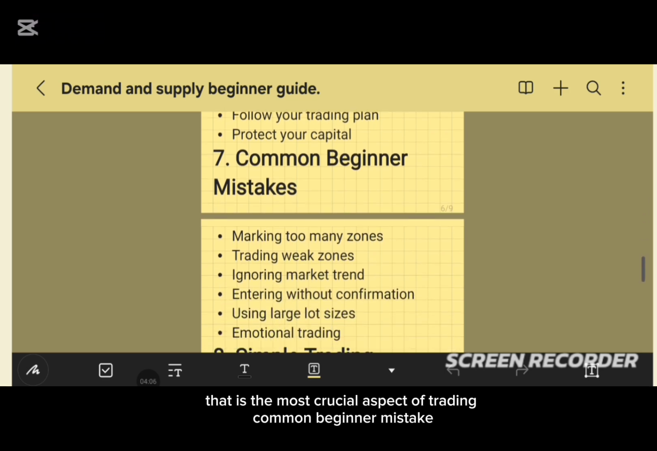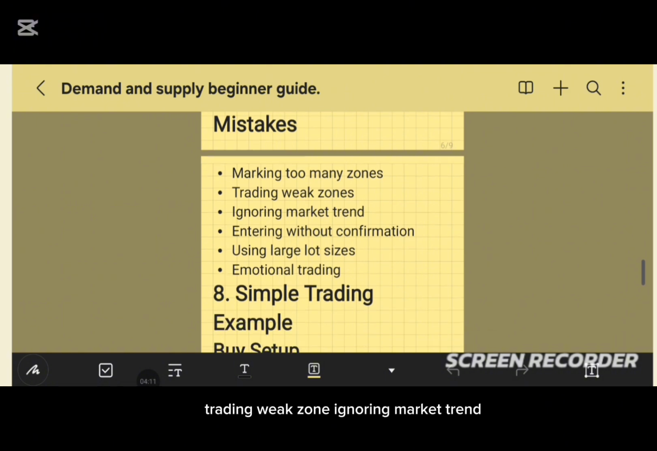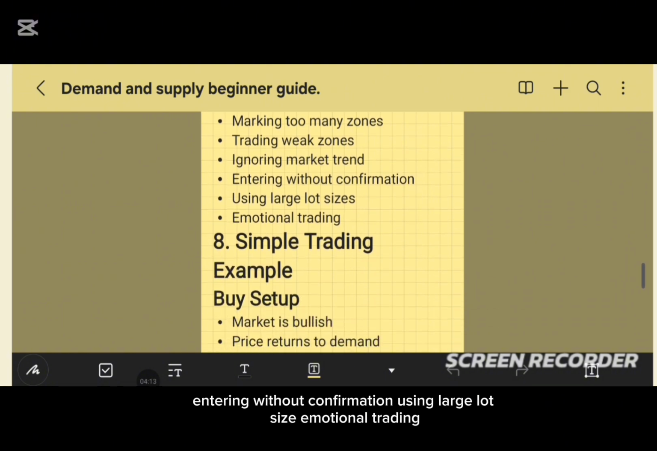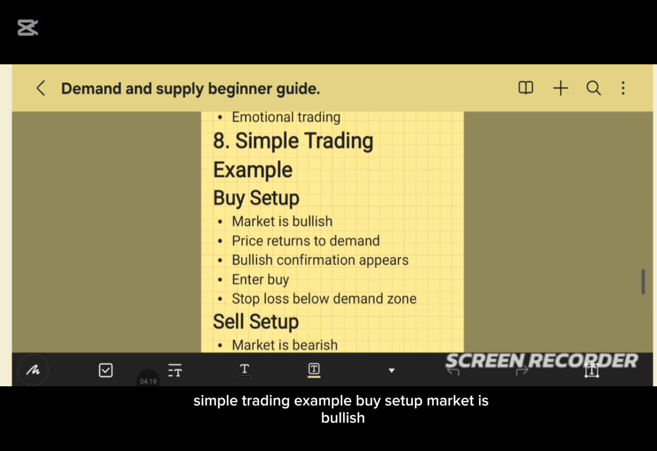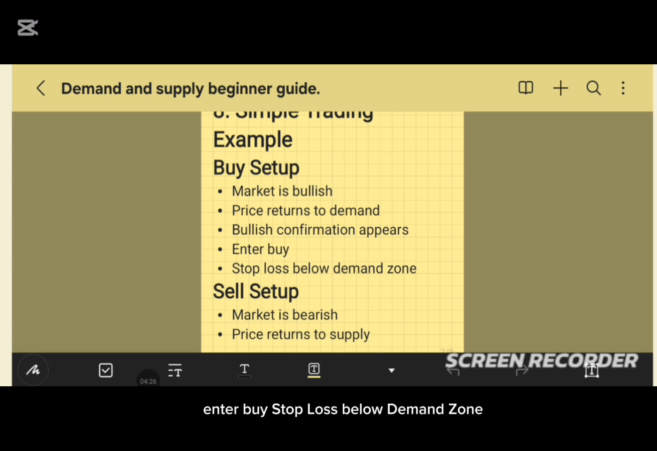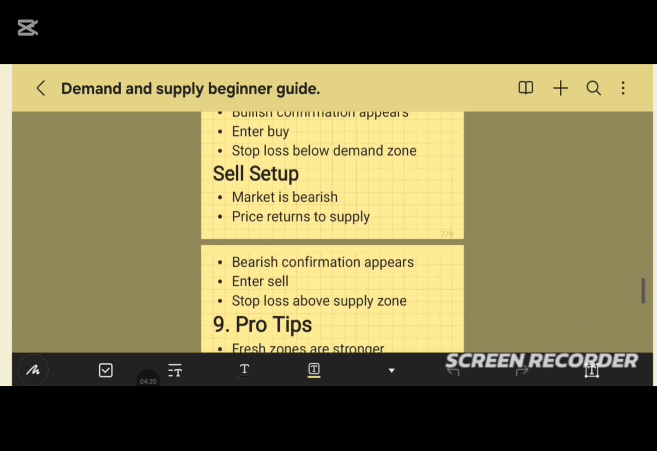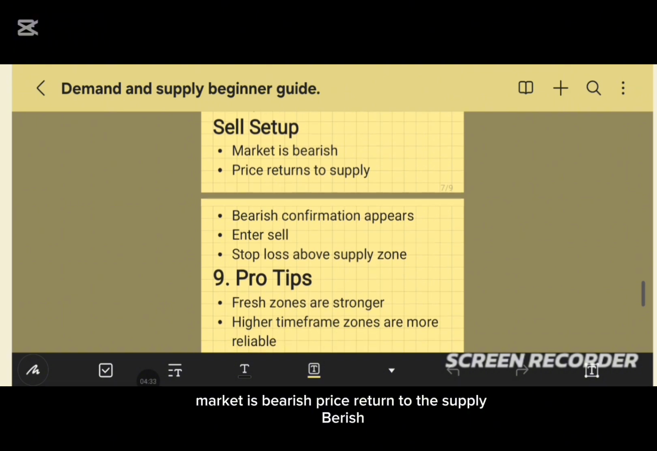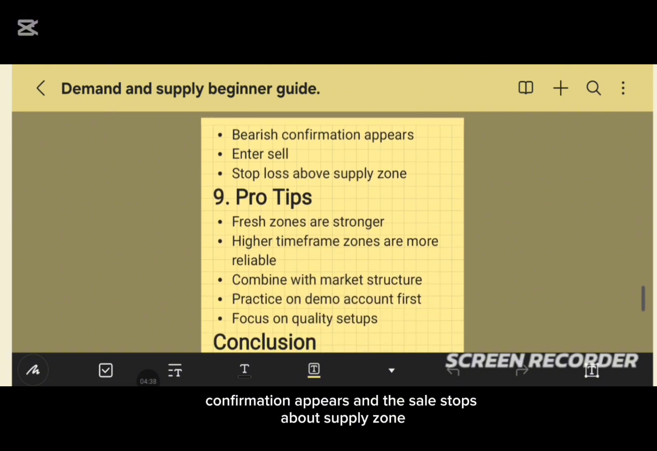Common beginner mistakes: marking too many zones, trading weak zones, ignoring market trend, entering without confirmation, using large lot size, and emotional trading. Simple trading example: buy setup. Market is bullish, price returns to the demand, bullish confirmation appears, enter buy, stop loss below the demand zone. Sell setup: market is bearish, price returns to the supply, bearish confirmation appears, enter sell, stop loss above the supply zone.